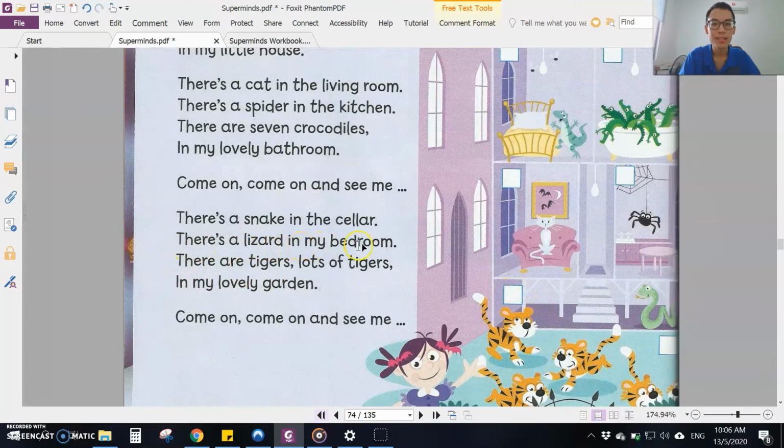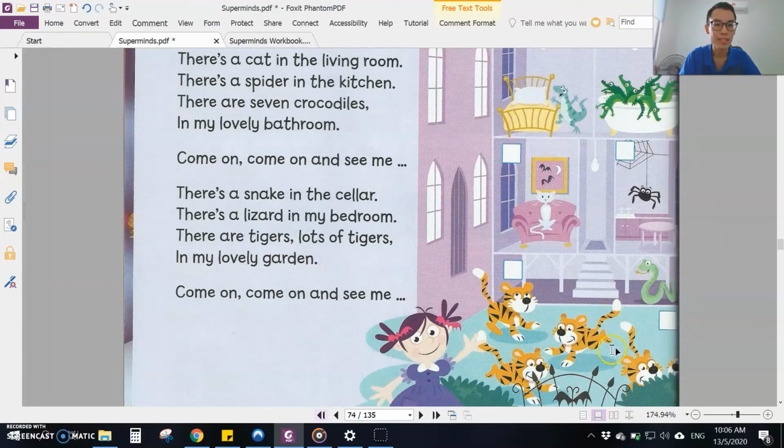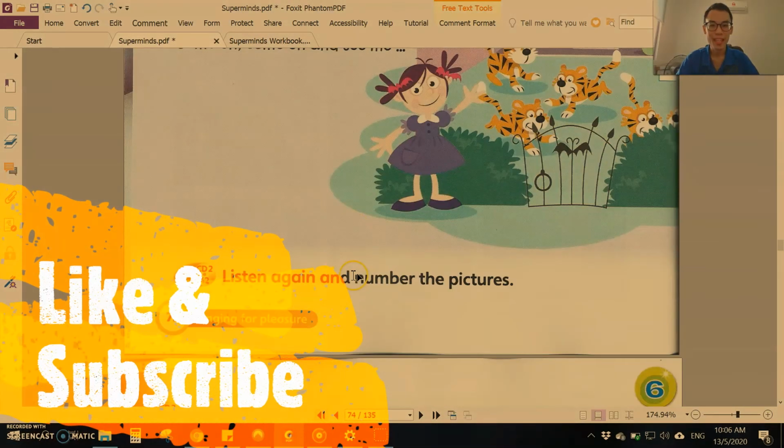There's a lizard in my bedroom. Lizard over here, the dancing lizard here, number 5. And there are tigers, lots of tigers in the garden. So the tigers over here, you write number 6. Okay, right, let's move on.